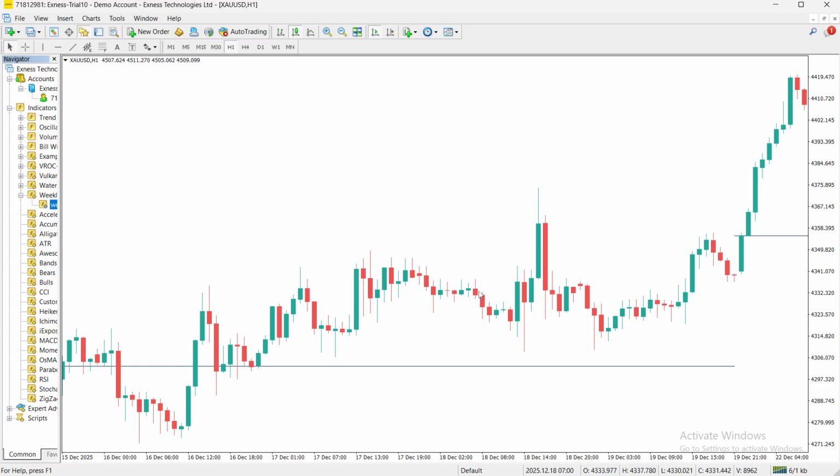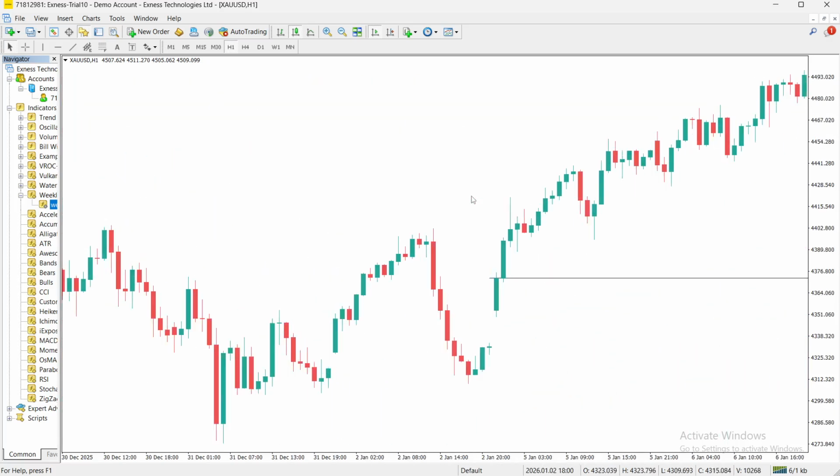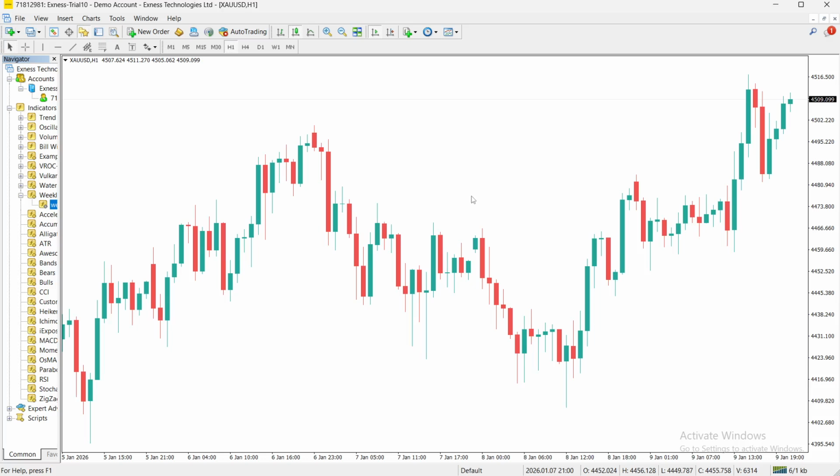The weekly opening price serves as a psychological benchmark for traders and market participants, with price trading above the weekly open often reflecting bullish sentiment, suggesting that buyers are in control. Conversely, when price remains below the weekly open, it can signal bearish pressure and possible continuation of downward movements, simplifying analysis by automatically marking this critical level and ensuring traders never miss this important market reference point.